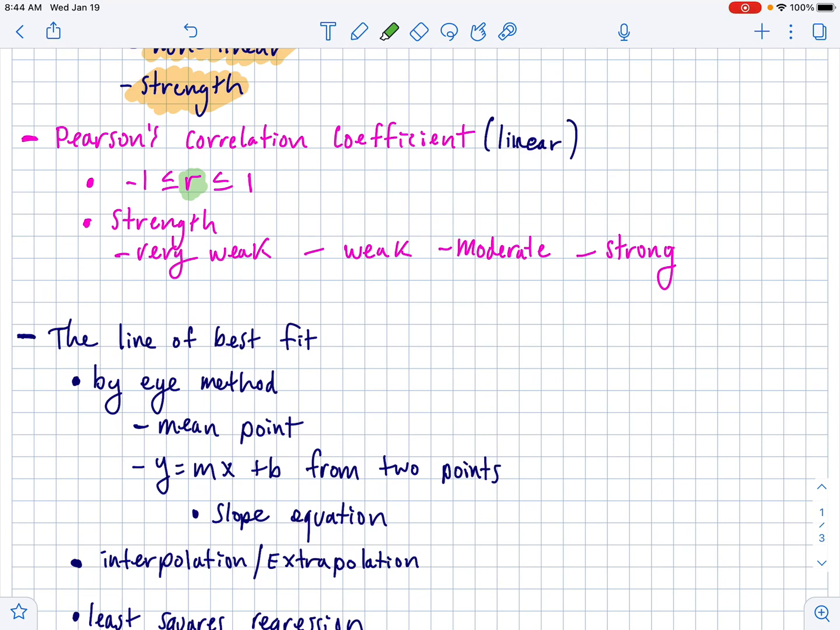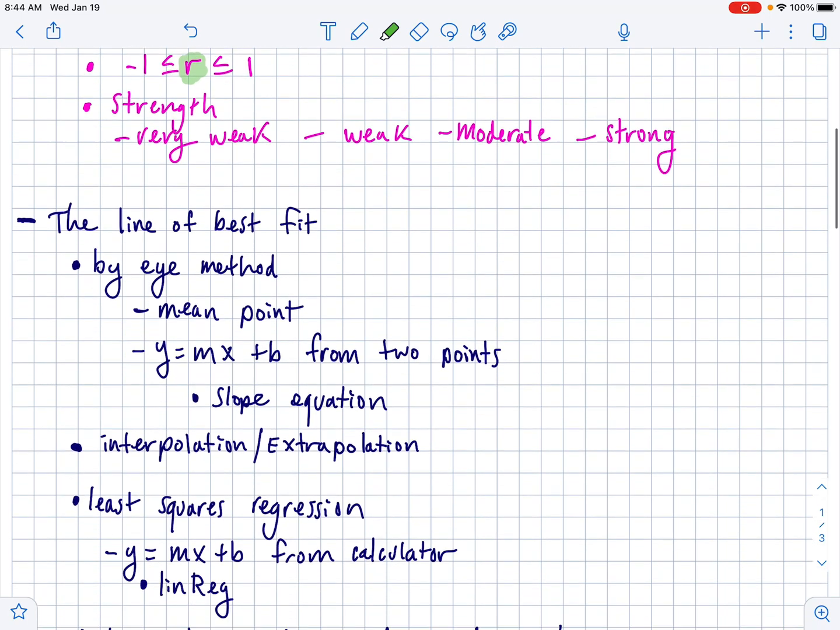Yeah, there was that whole cutoff: 0 to 0.25 is very weak, 0.25 to 0.5 is weak, 0.5 to 0.75 is moderate, and 0.75 to 1 is strong. I won't expect you guys to know those cutoffs, like if it's 0.72 or something like that. I'm not going to make you say it's moderate, but just know that the closer that gets to 1, the stronger it is, and the closer it gets to 0, the weaker it is.